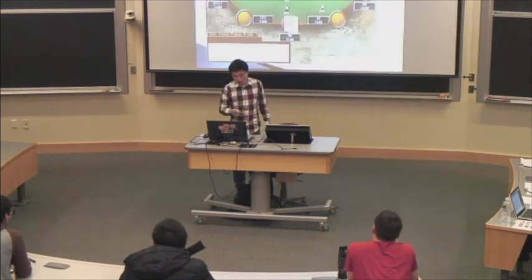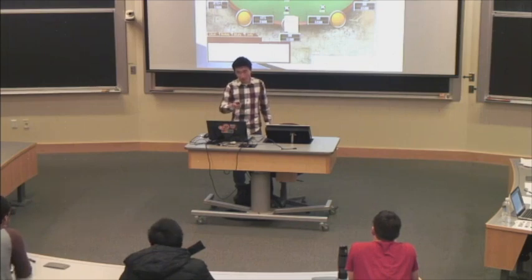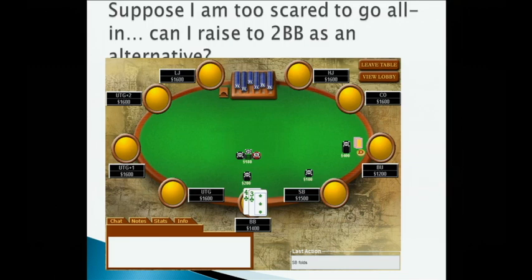So here this is a situation. Here you have 4-3 suited. You're too scared to go all in. Can I raise to 2 big blinds as an alternative? Oh, so you're the button. Okay, so the button only has 8 big blinds. They started the hand with 1600, and they make it 400 with only 1200 behind.